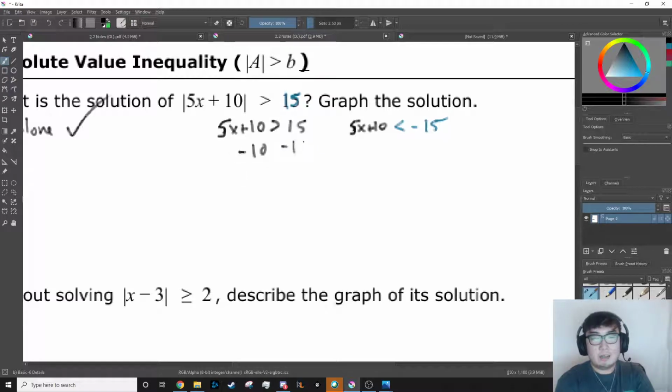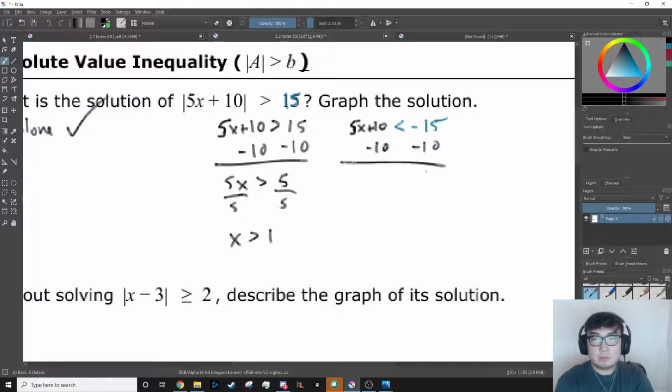So minus 10, 5x is greater than 5, divided by 5. X is greater than 1. I subtract 10 again. 5x is less than negative 25, divided by 5. X is less than negative 5.